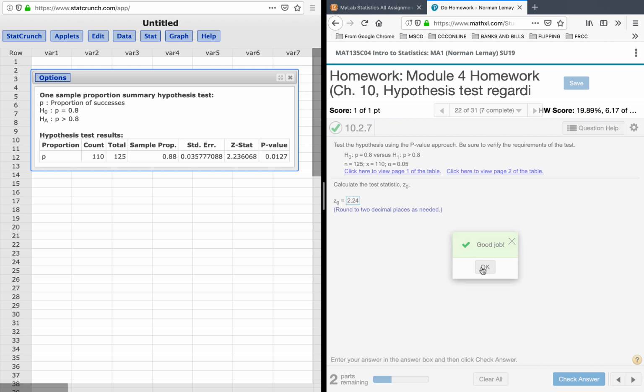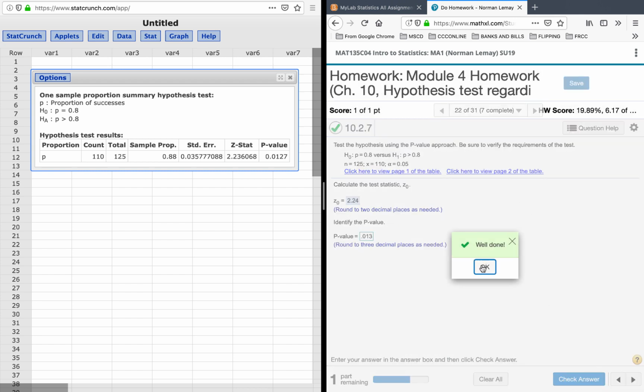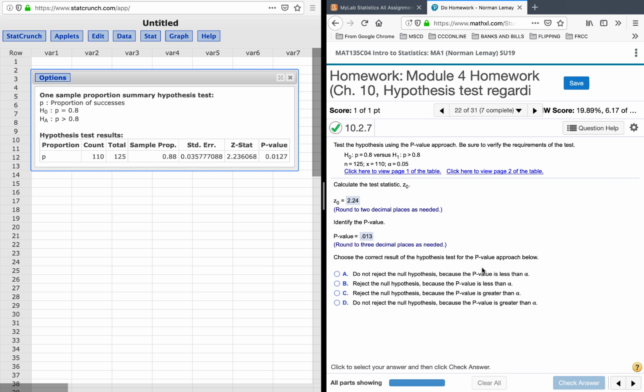How lovely is that? For our p-value, we'd have to compute the probability of seeing 2.24 or something as extreme, in this case in the positive direction. But notice this has been done for us. We've already got this computed. So here we get a p-value of, round to 3, 0.013. Okay, let's check our answer. Well done.